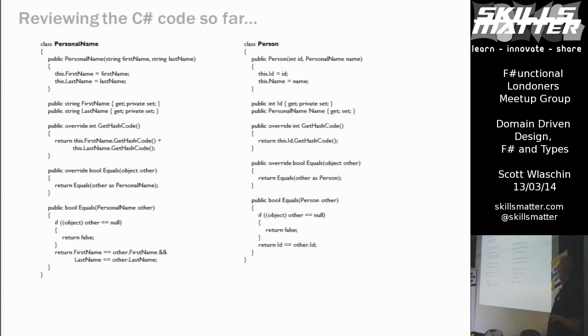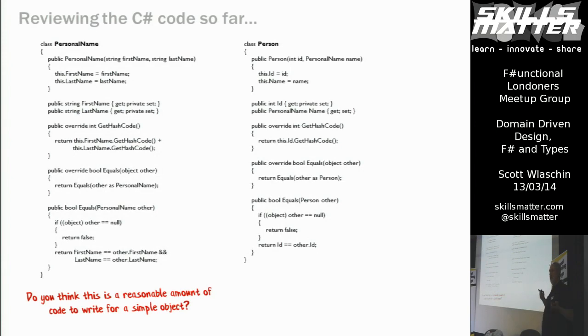So let's look at the C# code that we have so far. Here's our personal name and our person, and the person uses the personal name. So, a couple of questions. Do you think this is a reasonable amount of code to write for these simple objects? How many lines of code is that? 20, 30 lines, maybe 60 lines altogether, I don't know. I think that's too much code, personally.